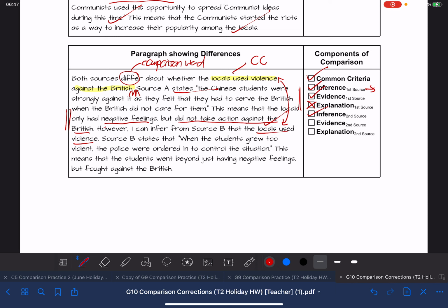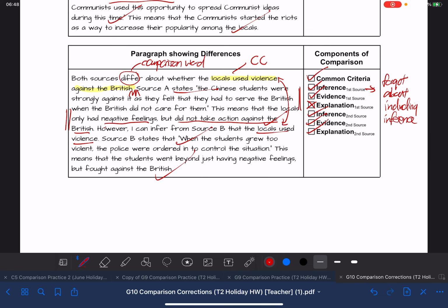Source B says that when the students grew too violent, the police were ordered in to control the situation. This means that the students went beyond just having negative feelings, but actually fought against the British. So I'll take this was evidence and explanation. Okay, so for this example, just remember, this is a very common mistake. Oftentimes, students forgot about including inference.